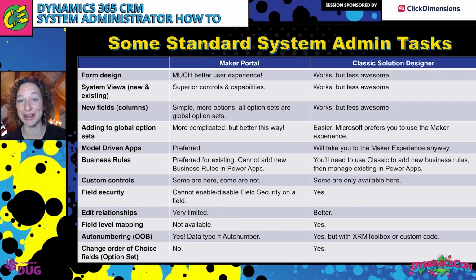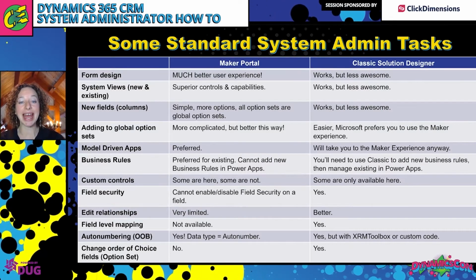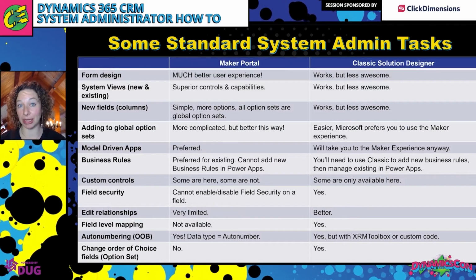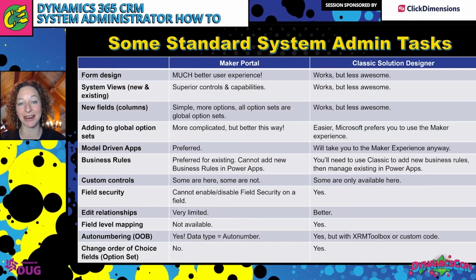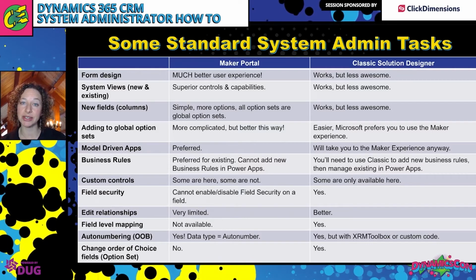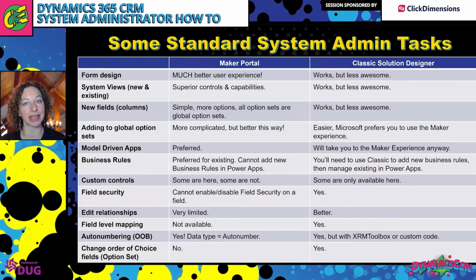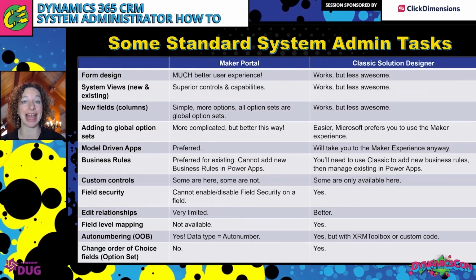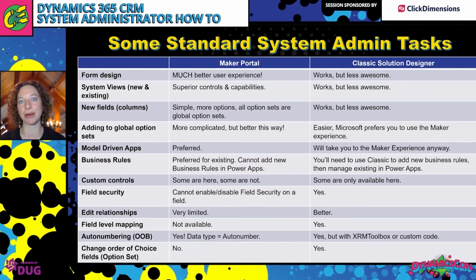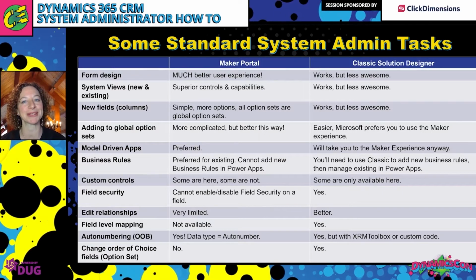Auto numbering, I'm going to show you this in a little bit. You can have an out-of-the-box column or field type called auto number in the Maker Portal. It's so easy to configure. You can do this in Classic Solution Designer, but you'll need to use a tool like the XRM Toolbox or custom code. So I'm a big fan of any out-of-the-box configuration over custom code. So this is a big win on the Maker Portal side.